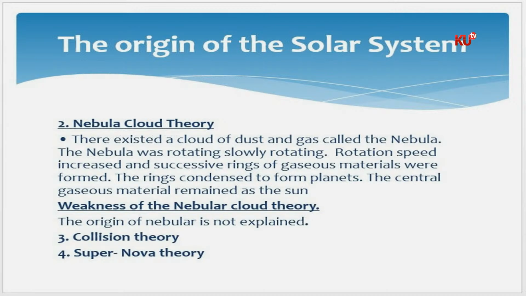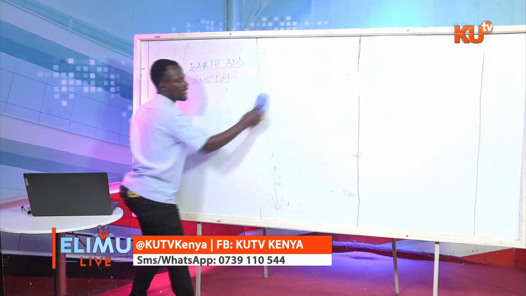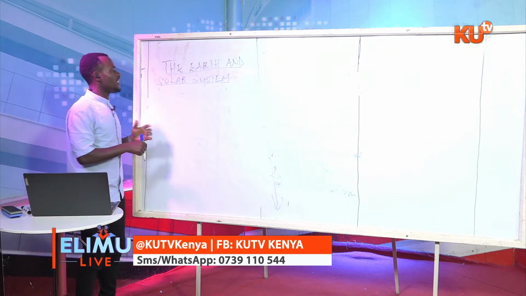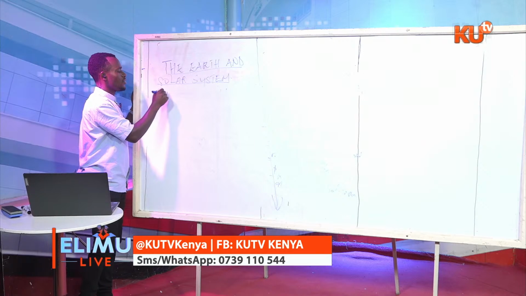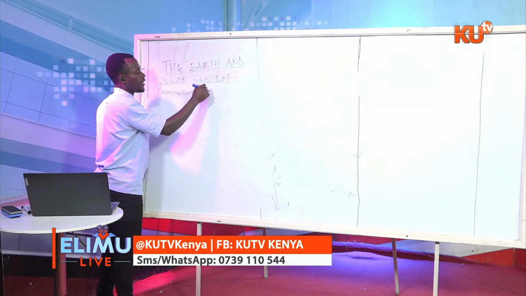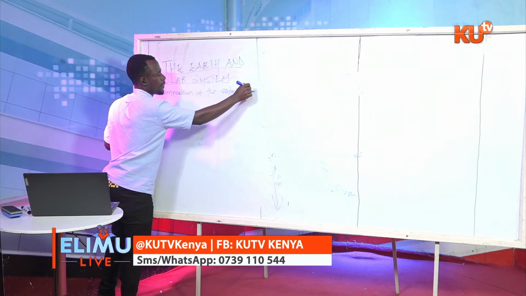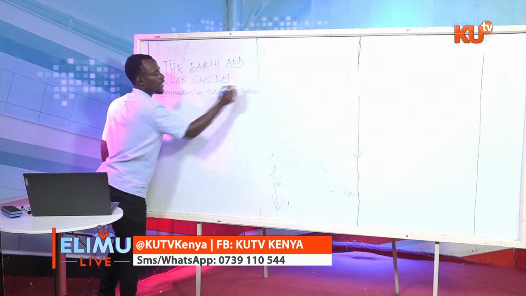Now, let us look at the composition of the solar system, what it entails. The composition of the solar system.